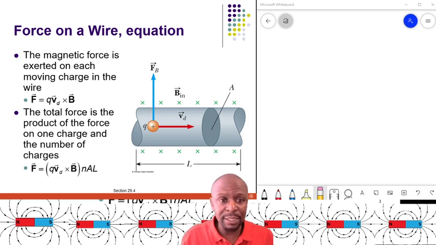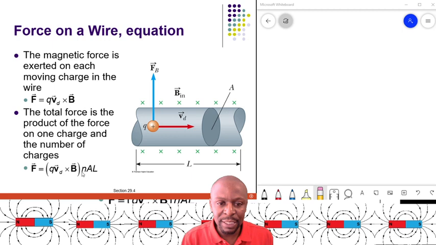Good. Now in this case, we know what the magnetic force is, and if we take that velocity as the drift velocity of these charged particles, the equation for the magnetic force is q multiplied by the drift velocity v_d cross the magnetic field B. Now the total force is the product of the force on one charge and the number of these charges. From the previous chapters, you can see that I will have to multiply this by the number of charges passing through that volume, where L is the length of the wire, and A is the cross-sectional area of the wire.